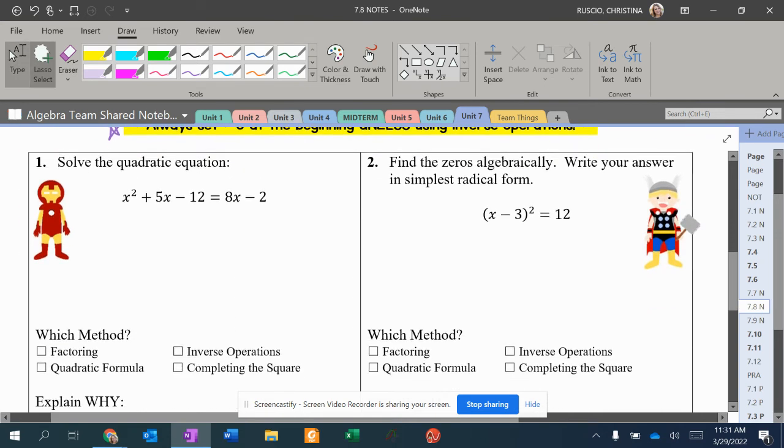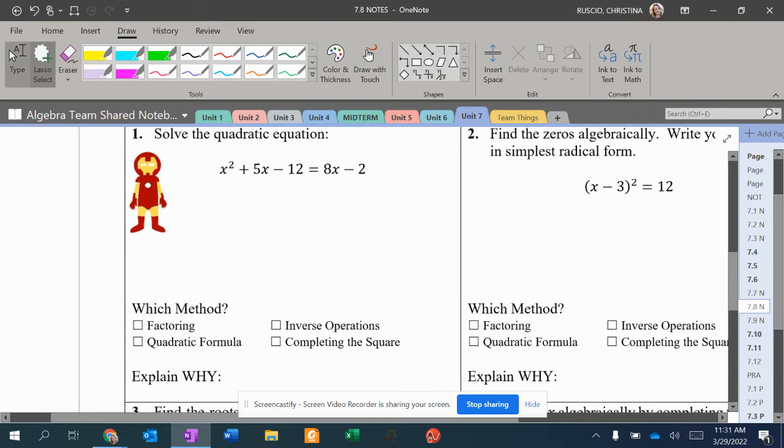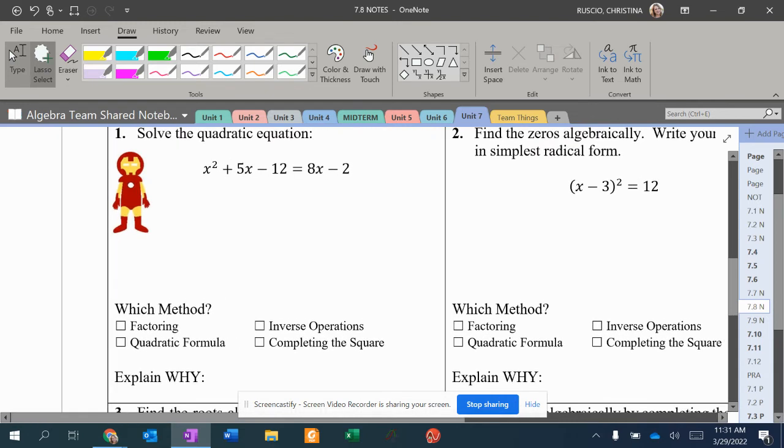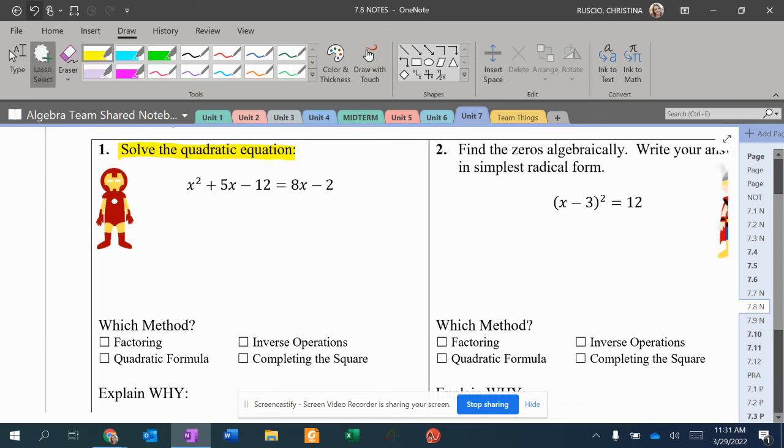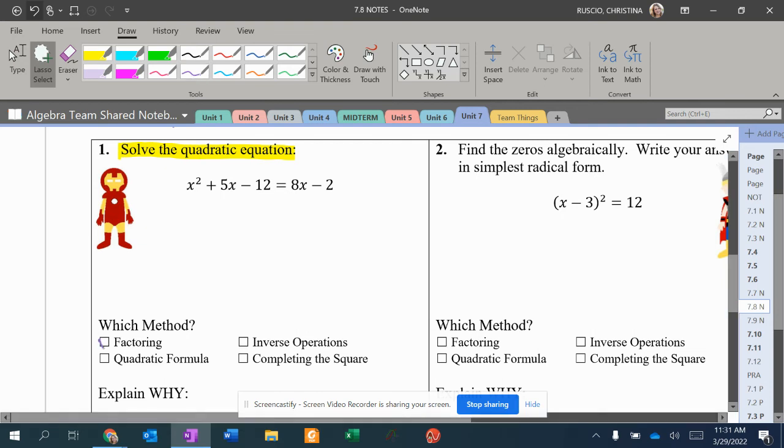Okay, let's look at number 1. So solve this quadratic equation. Well, already, looking at my directions, there is not a lot of fancy stuff going on here. Doesn't tell me to round, doesn't tell me simplest radical form. So right away, I am thinking that this is going to be factoring. It's the most easy and straightforward.